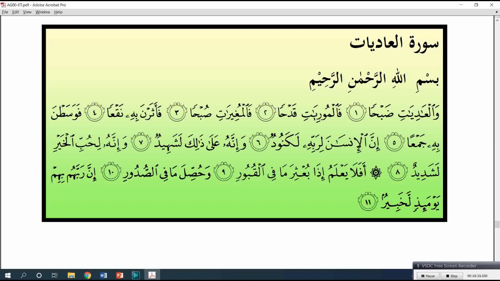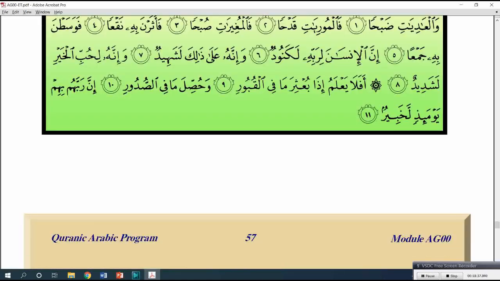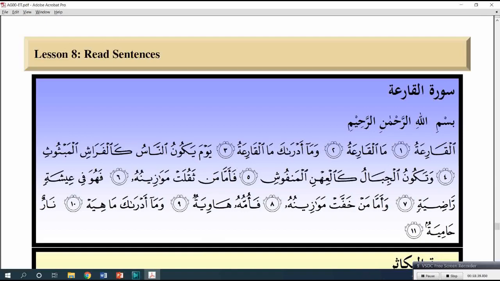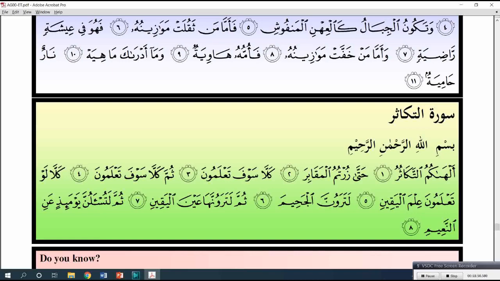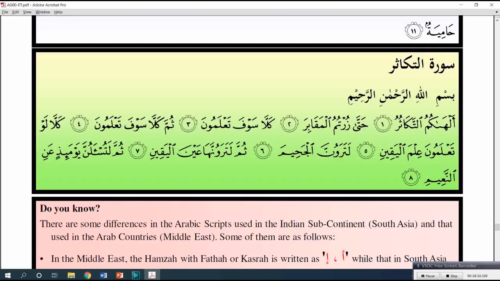Surah Al-Qari'ah, you can see the example. Bismillah ar-Rahman ar-Rahim. Al-Qari'atu mal-Qari'atu wa ma adraka mal-Qari'ah. Surah Al-Takasur appears in that way. Bismillah ar-Rahman ar-Rahim. Alhaakumut takasur hatta zurtumul maqabir.